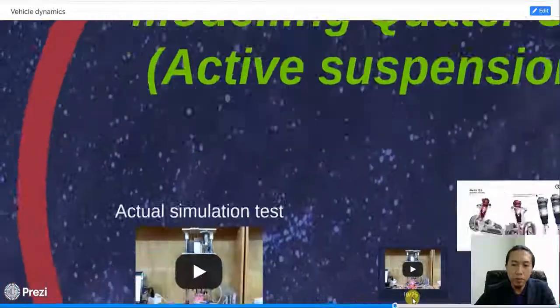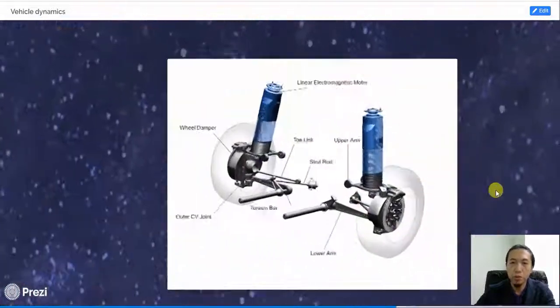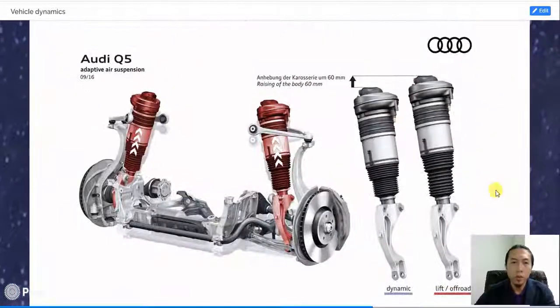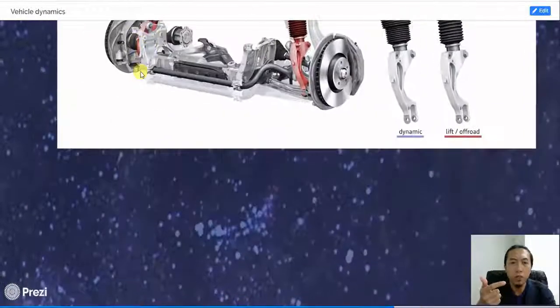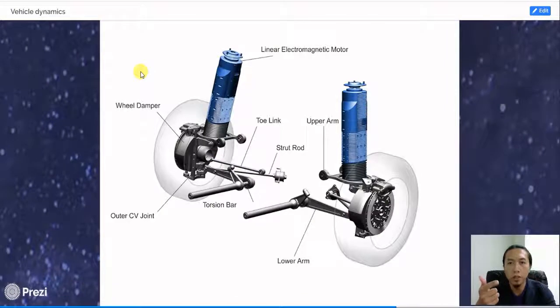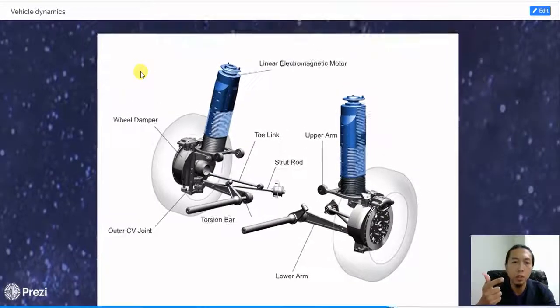This is an example of an active suspension system from Audi, which they call air suspension. There are many types of active suspension, such as air suspension, adaptive air suspension, electromagnetic suspension by Mercedes-Benz, and linear electromagnetic motor suspension.